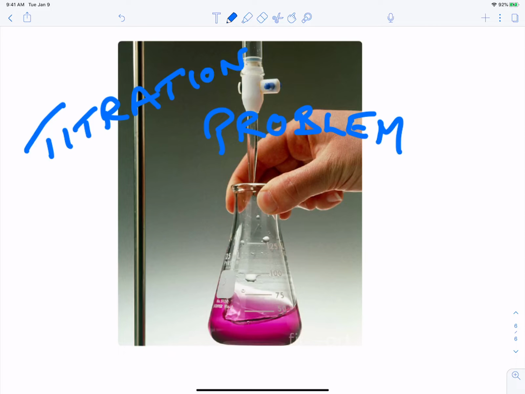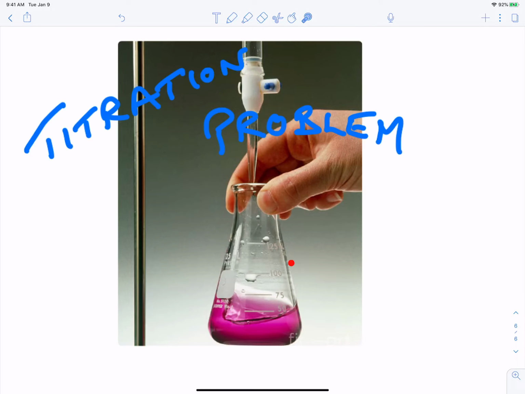So let's think about if we in lab were given a solution, maybe a solution of rainwater or a solution from some acid mine drainage, and we were told we needed to know what the content of acid was in the solution. And so the way we would do this would be by a titration.